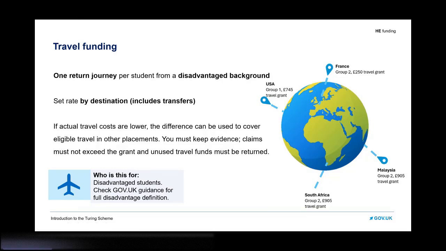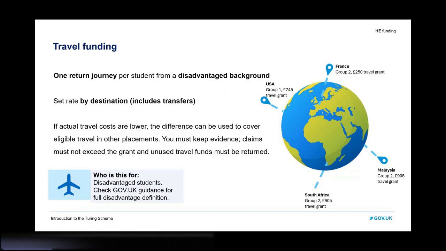The Turing Scheme's travel funding covers one return journey per student from disadvantaged backgrounds, including transfers between the UK or British Overseas Territory and the placement destination. Travel funding is paid at a set rate per destination. Learners may choose any routing, including stopovers. Travel funding is capped at the grant rate for the destination.